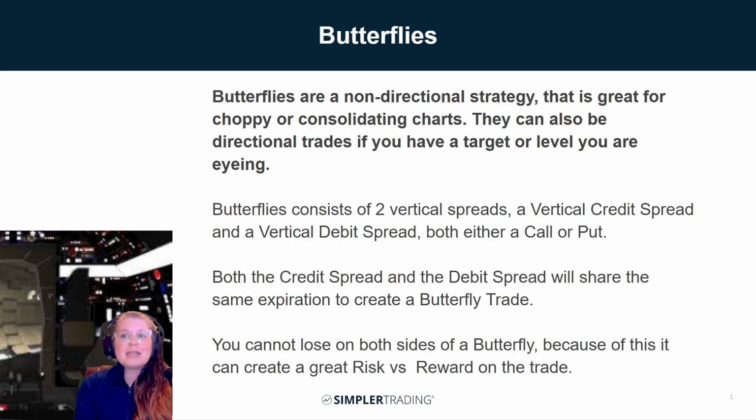So, butterflies are a non directional strategy that is great for choppy or consolidating charts. They can also be a directional trade if you have a target or level that you're eyeing, which we'll go over here with a real life example on Google in a second. To just describe what a butterfly is, butterflies consist of two vertical spreads, a vertical credit spread and a vertical debit spread, both either on the call side or the put side of the option chain. And both the credit and debit spread will share the same expiration to create a butterfly trade, right? So we're not mixing and matching expirations, it's all within the same expiration.